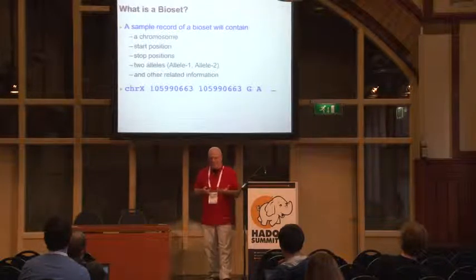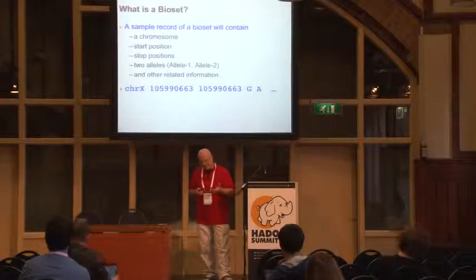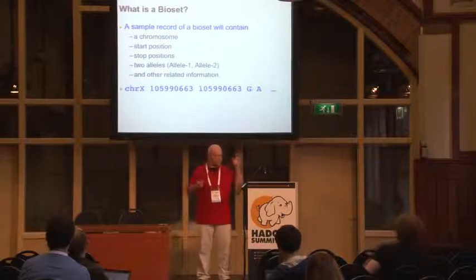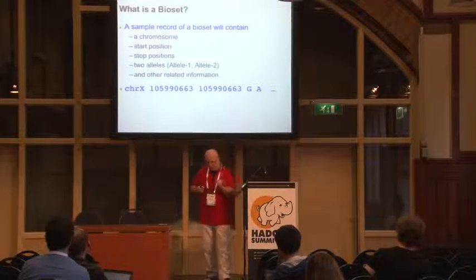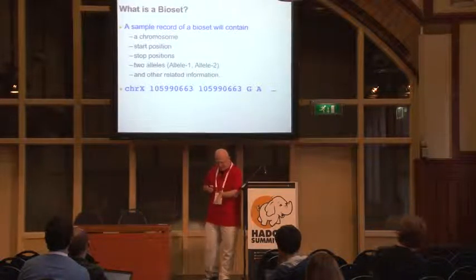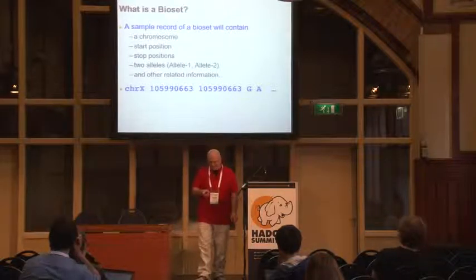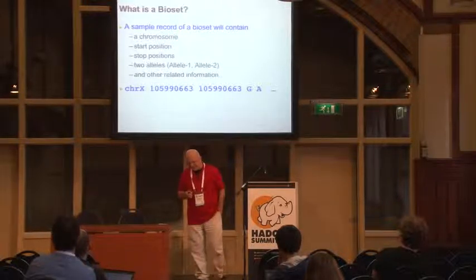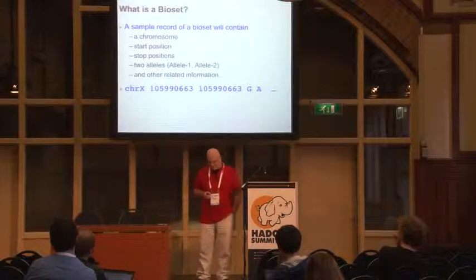What does a bioset record look like? It has a chromosome, a start position, a stop position, and 2 alleles. And where are those alleles coming from? One from the father and one from the mother: allele 1 and allele 2. For example, the example I have listed here is for the sex chromosome X. It has a start position, end position, and G is allele 1 and A is allele 2.